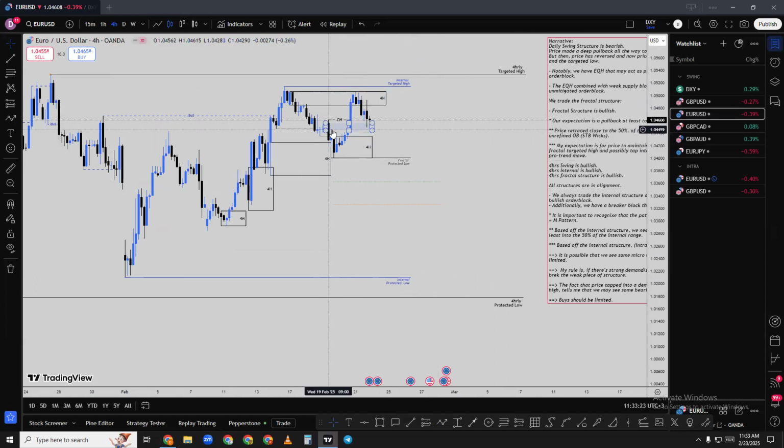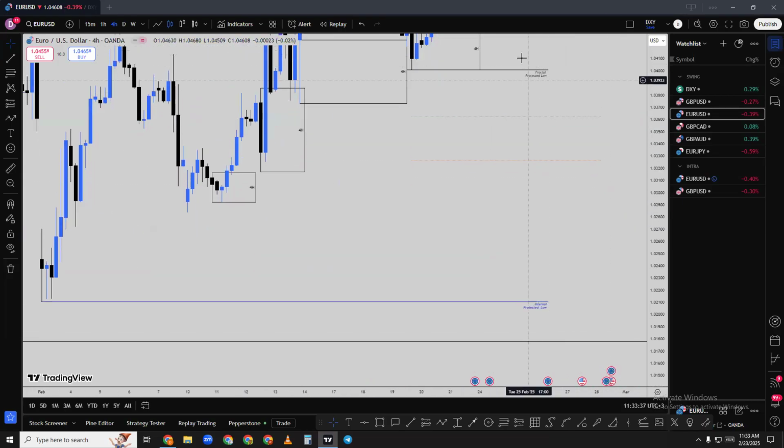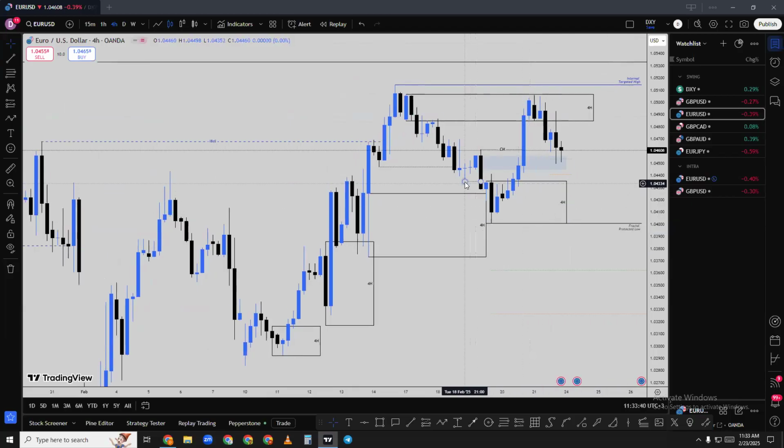As you can see, we have that breaker. Remember, this breaker or this supply order block was responsible for breaking that structure to the downside. And in case that is not visible, we can just zoom in. You can see we have a break of structure to the downside on the fractal level. So this becomes our breaker block. So as you can see, it is supporting price to the upside.